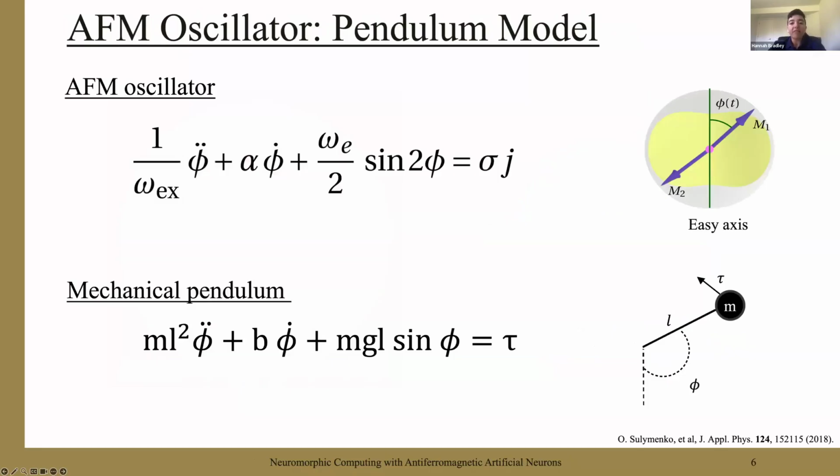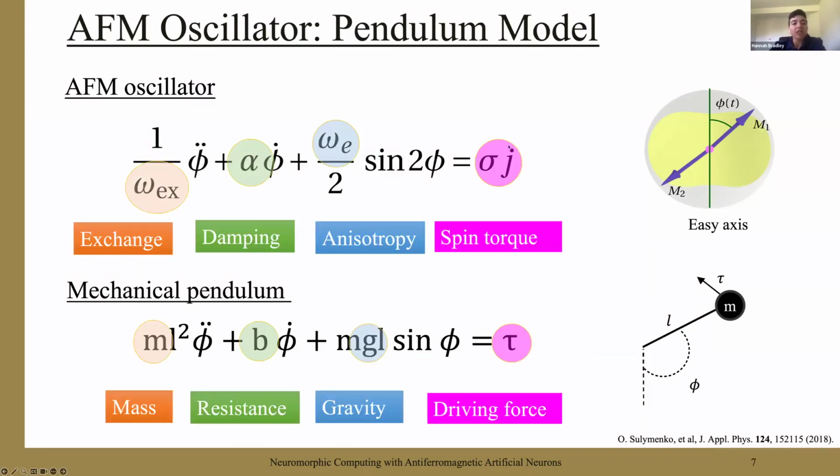The orientation of the AFM sublattices can be described by using this angle phi, which is the angle between the Néel vector and the z-axis. The derived equation for phi resembles the equation of a mechanical pendulum under a driving force, which means each term describes a physical effect with a mechanical analogy. The spin torque serves as the external force which drives the rotation. But the most interesting part of this equation is that the exchange energy contributes an effective mass, which means the oscillator now has inertia.